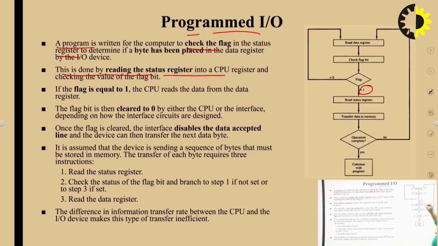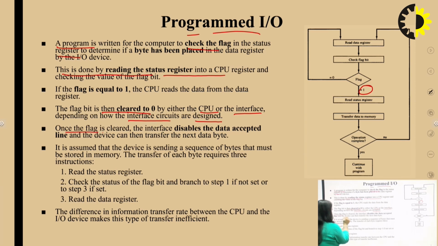So if the flag is equal to 1, it means there is data. The CPU reads the data from the data register. The interface has set the flag equal to 1. It means there is data and we can read it. The flag bit is then cleared to 0 after transferring of data by either the CPU or the interface. Interface and CPU both can clear the flag bit, depending upon how the interface circuits are designed. It depends upon the design of the interface circuits, whether the CPU has to clear this flag bit or the interface has to clear it.